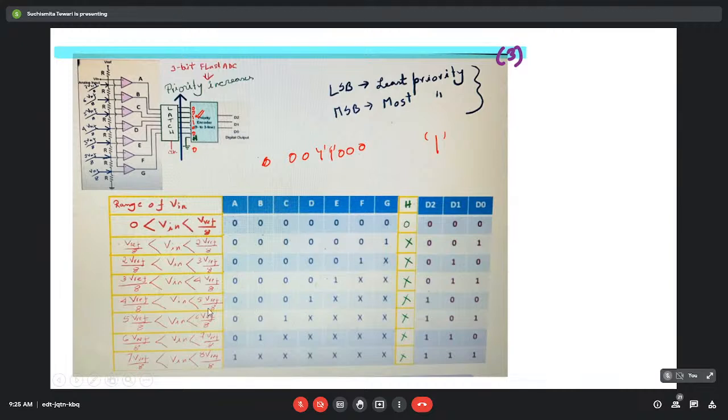Now, based on this A, B, C, D, E, F, G, the table is written like this. And this H is introduced here as the least significant bit of this priority encoder. So here you see, if all the values are producing 0, that is, this V in is less than V reference by 8, falling in the first range, so no 1 is here, the output will be 0, 0, 0.